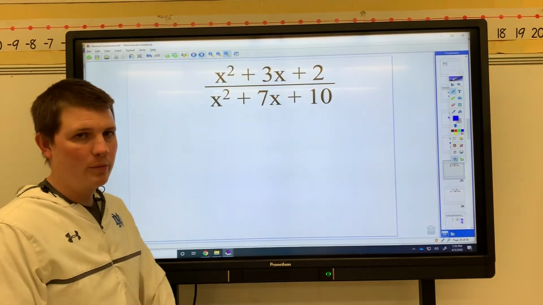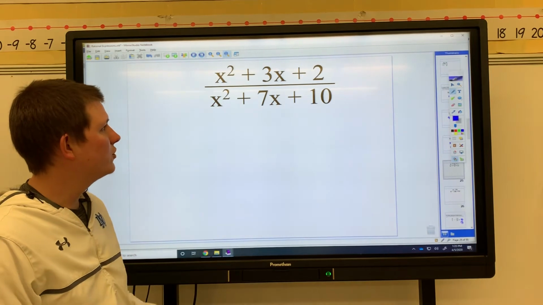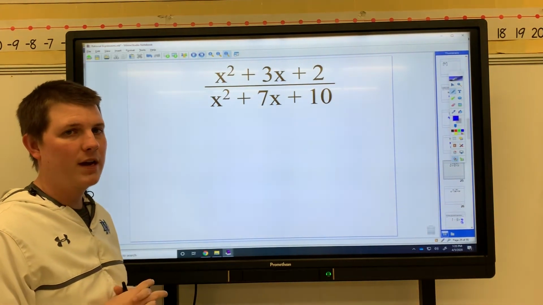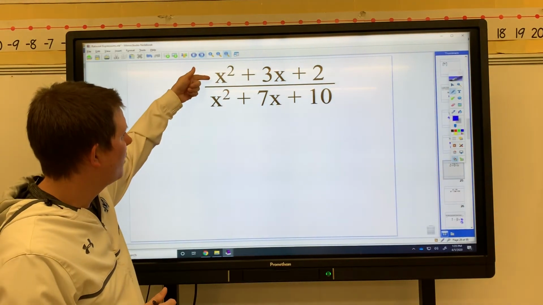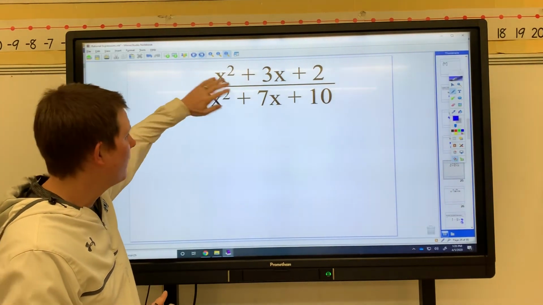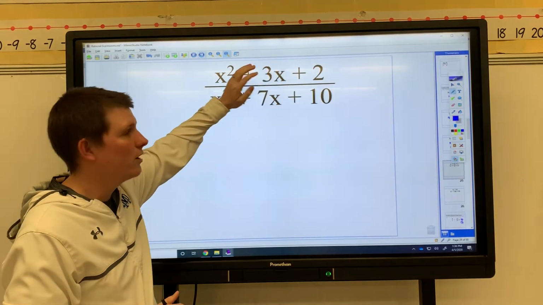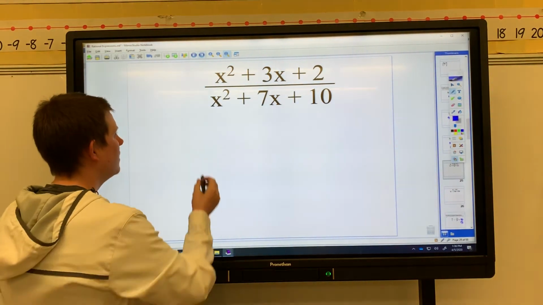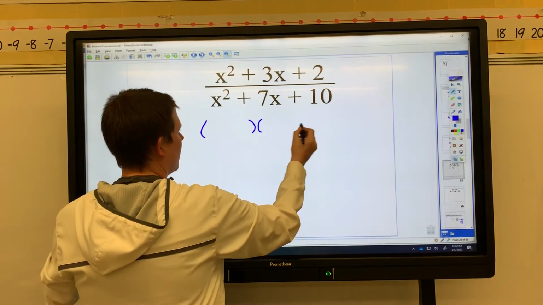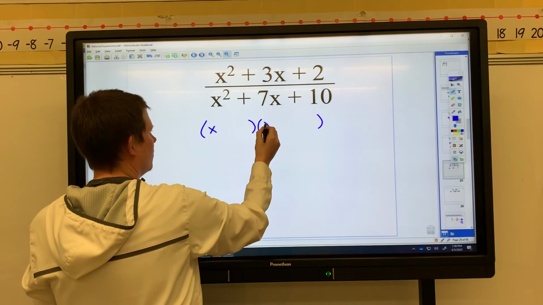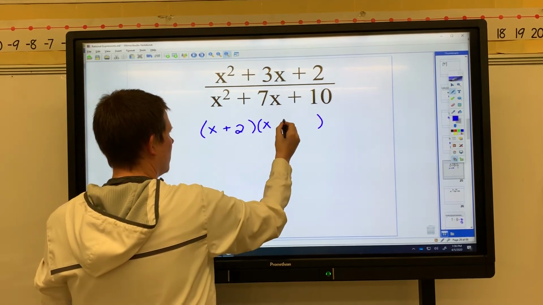Now I have two trinomials, x squared plus 3x plus 2 all over x squared plus 7x plus 10. Well, hopefully we remember how to factor a trinomial. If it's a trinomial without an a, there's no a on top. Remember, don't even look at the bottom. We're just factoring the numerator. On the numerator, there's no a, so I'm looking for two numbers that multiply to give me 2, but also add to give me 3. And those numbers are 2 and 1.